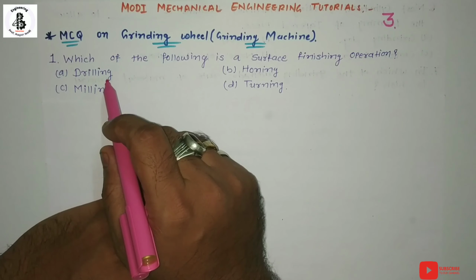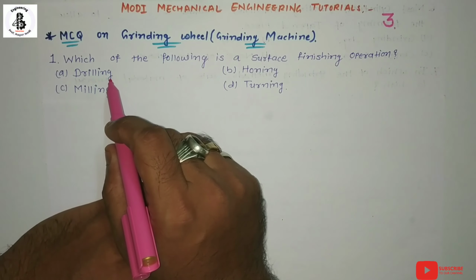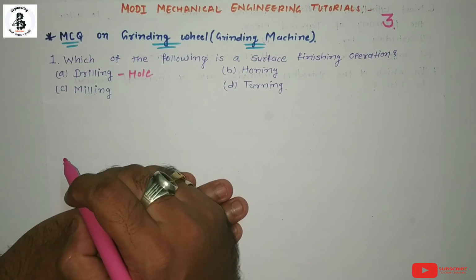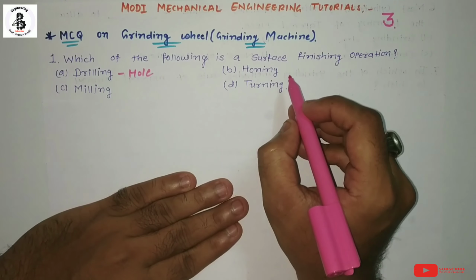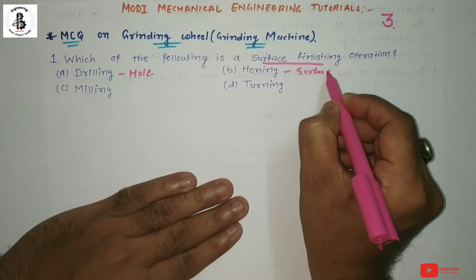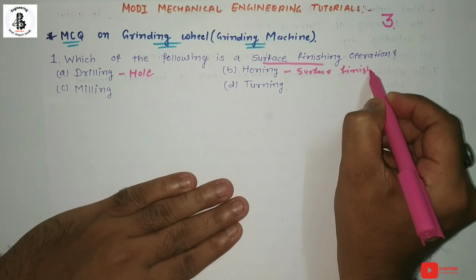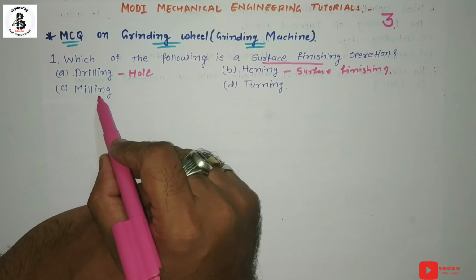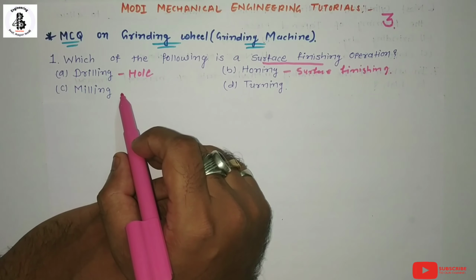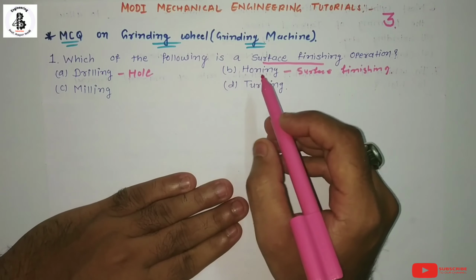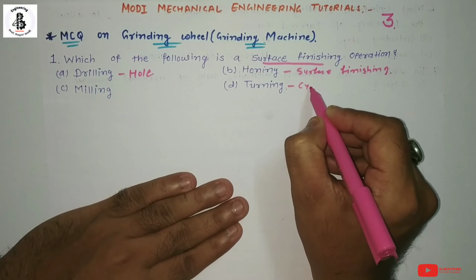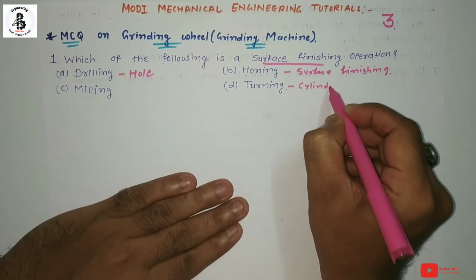So basically drilling will be used to make a hole. Then honing. Generally honing is considered a surface finishing process. Option C, milling. Generally it makes flat surfaces in metal cutting operations. And option D, turning. Generally turning is used to make a cylindrical surface, or to work on cylindrical surfaces.